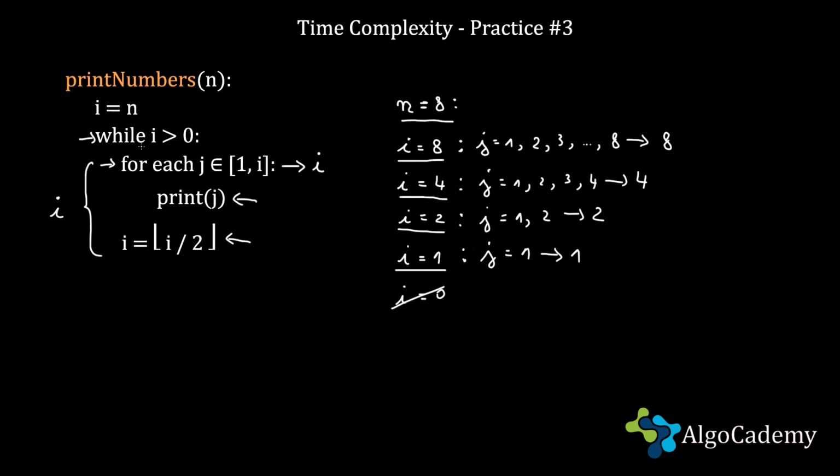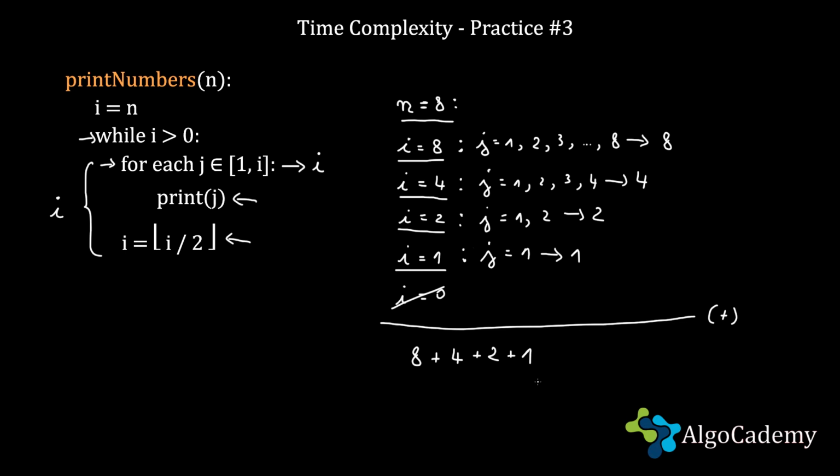So for each value of i, I'm going to add to my total number of iterations or operations the value of i, which is exactly what happened here in my example. For i equals 8, I've done 8 iterations. i equals 4, I've done 4 iterations. 2, 2, and 1, 1. So to find out for n equals 8 what is the total number of iterations my algorithm does, I of course add all of this together. For each value of i, add how many iterations this piece of code performs for that value. So I get an 8 plus a 4 plus a 2 plus a 1.